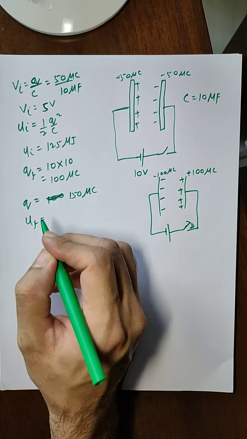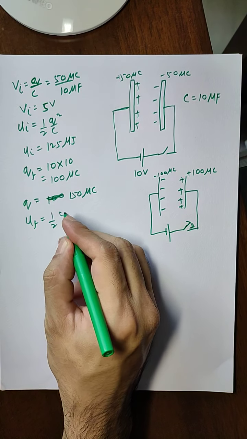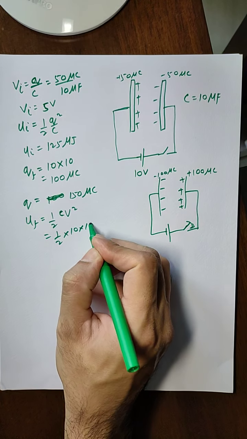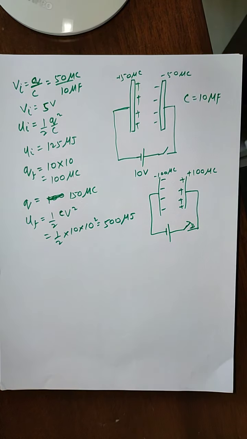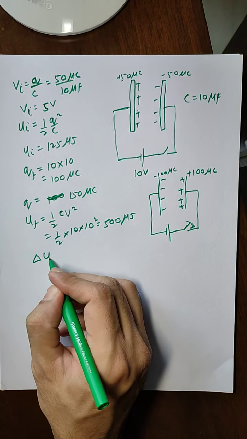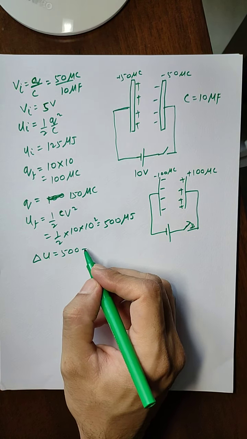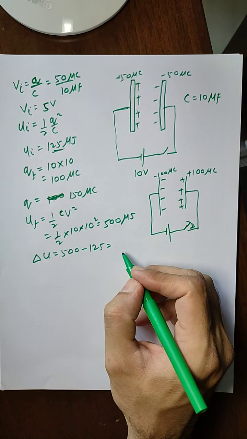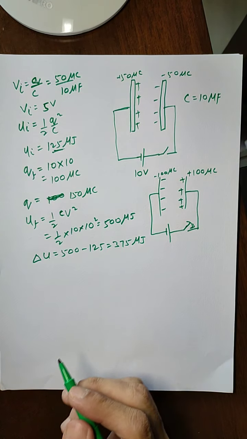Now moving ahead, if we find the final energy, then this final energy will be equal to half CV square. So it will be equal to half into 10 into 10 square. So it will come out to be 500 microjoules. So the change in energy is 500 minus the initial energy, which is 125. So this will be equal to 375 microjoules.